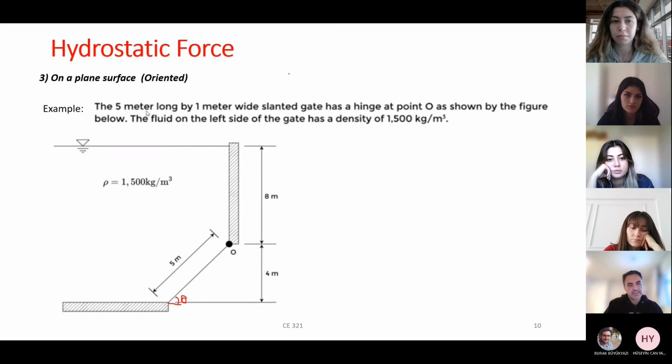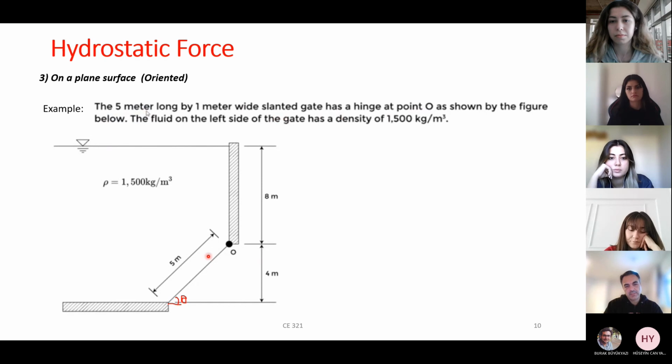And the question asks the 5 meter long, this plane 5 meter long by 1 meter wide. It means that the width of the plane perpendicular to your face is 1 meter.